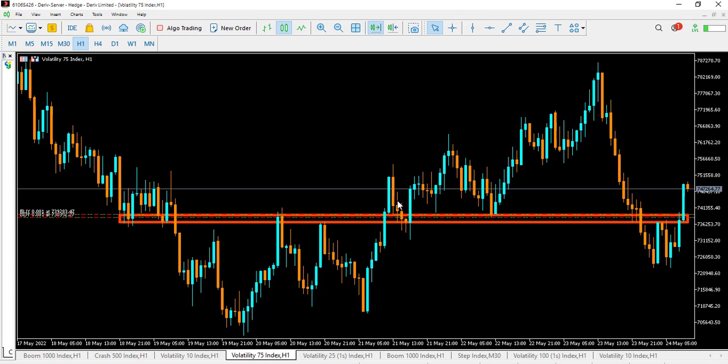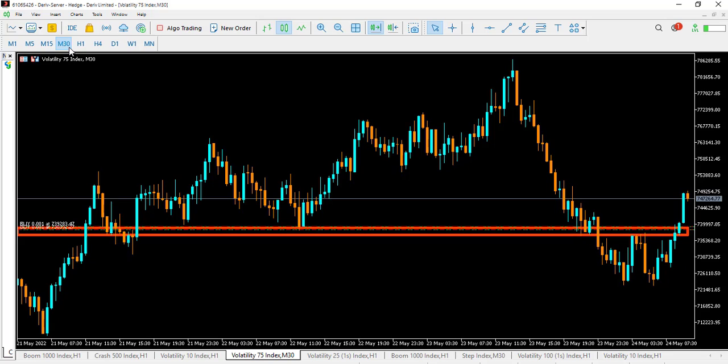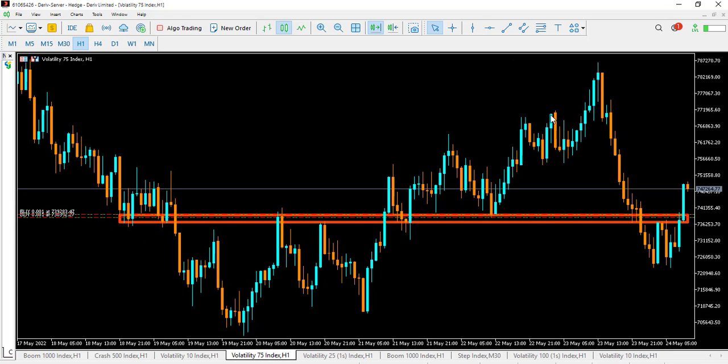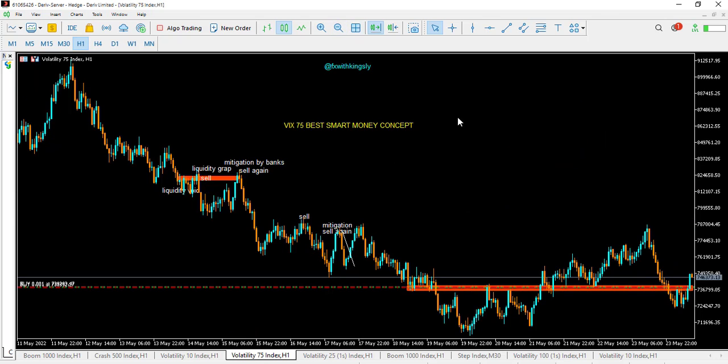We have been talking about the smart money concept all this while. Alright, so this is a trade that I took on VIX75 based on the smart money concept.